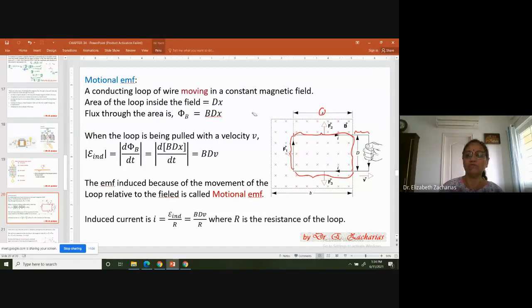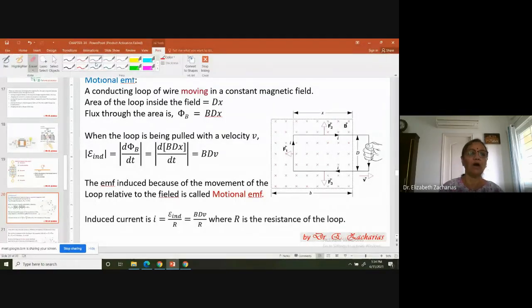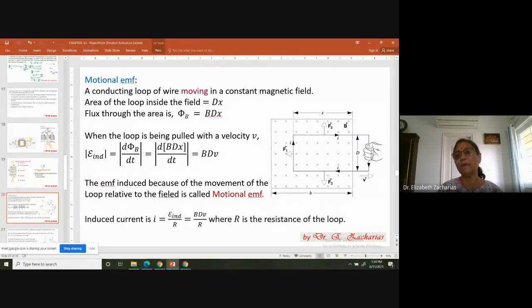Now what we intend to do is apply a force. You can see here a man is applying a force and trying to pull this loop out with a velocity v. When he pulls the loop out, what happens to the area of the loop exposed to the magnetic field? Anyone? First of all, what is the area exposed to the magnetic field? I said D is the width and X is the region inside the magnetic field. So you can see that dx is the area of the loop exposed to the magnetic field.